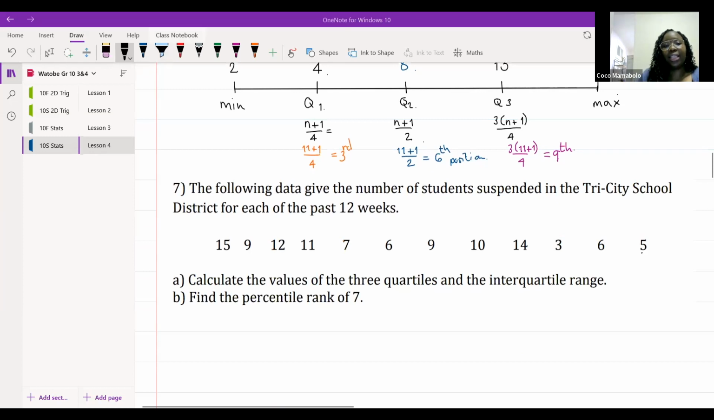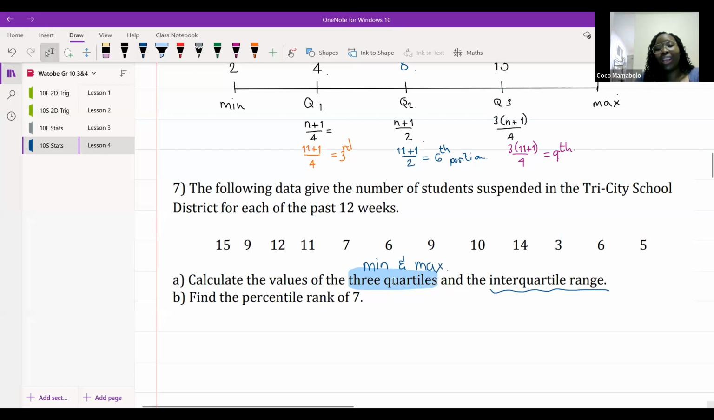Right. This next question says here, they give us values of the number of students suspended in a city district over the past 12 weeks. And then it says, calculate the values of the 3 quartiles. We're going to start there. I want you guys to include there the minimum and the maximum. You're going to draw a line much like the one I've drawn up there, and you're going to include the minimum and the maximum. And then once we've done that, we're going to talk about the interquartile range.